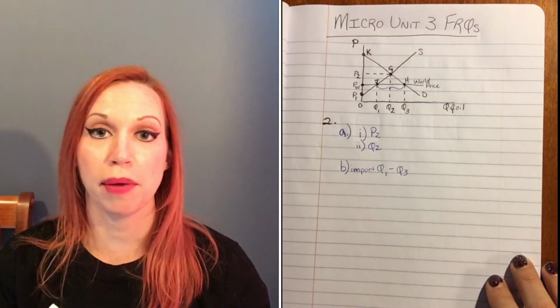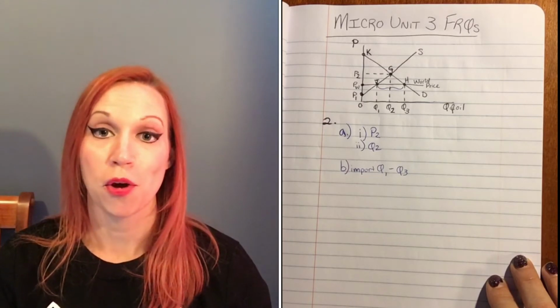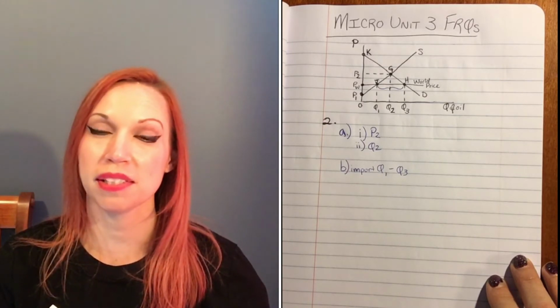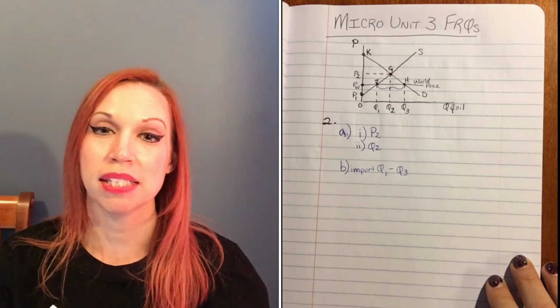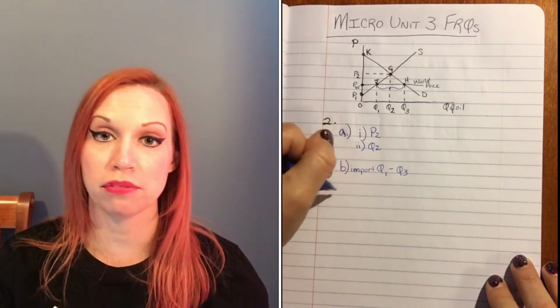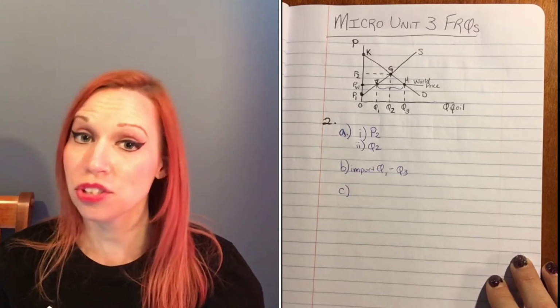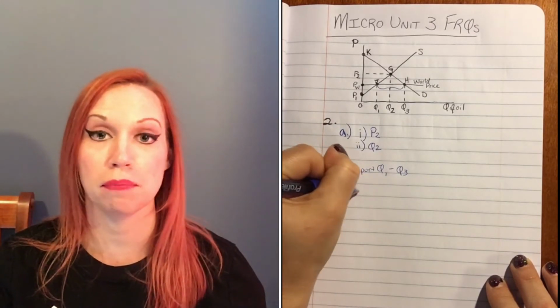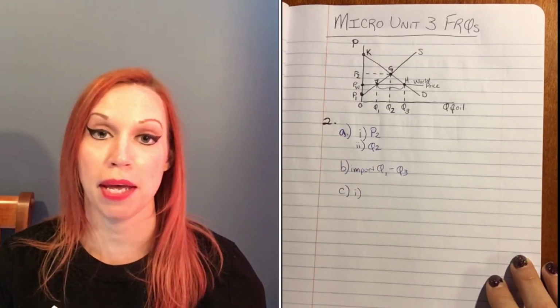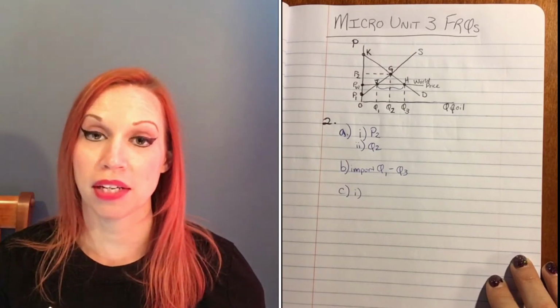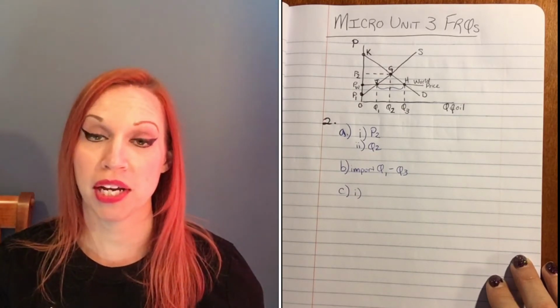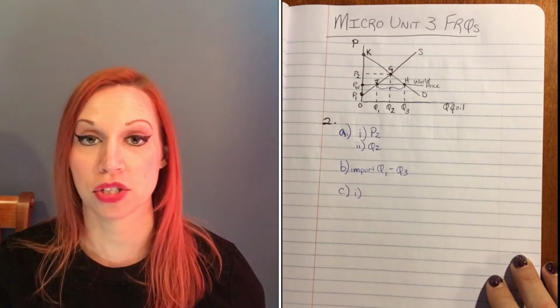Part C asks about consumer surplus. Remember that consumer surplus is like customer savings. It's the difference between how much they're willing to pay for something, represented by the demand curve, and how much they actually have to pay for something, represented by the price line that they have to pay. Part C wants us to find consumer surplus before trade and after international trade.